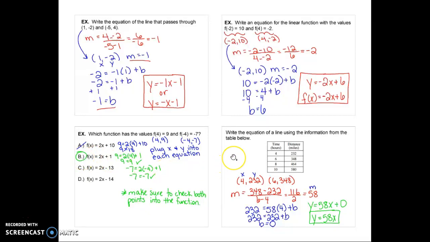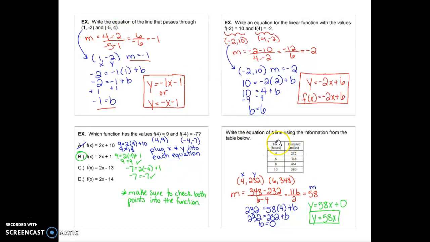Okay. All right, last example for these notes. Write the equation of a line using the information from the table below. So you're given a table and you have to write the equation of a line. Now, this is very similar to the examples where you were given 2 sets of points. Okay? The only difference here is you're actually given 4 sets of points.